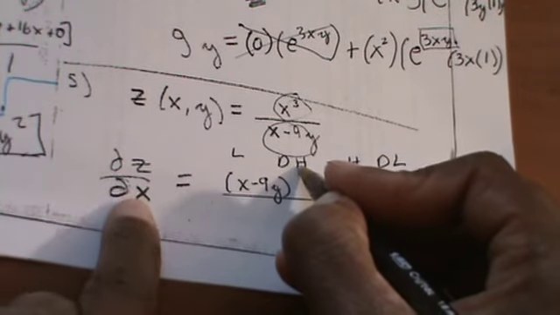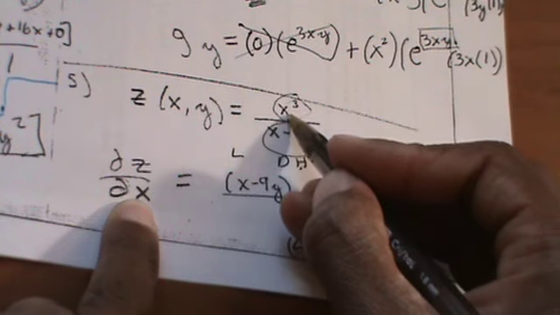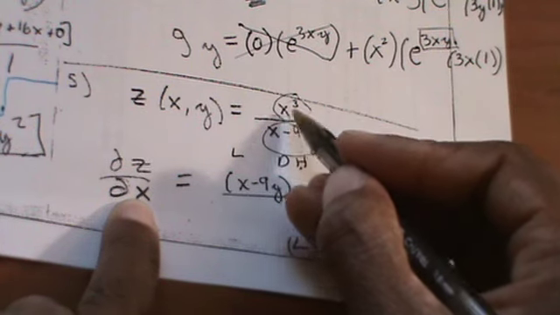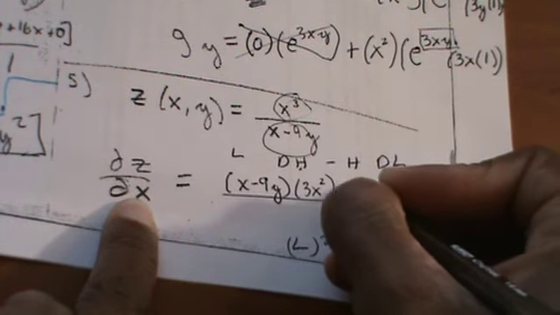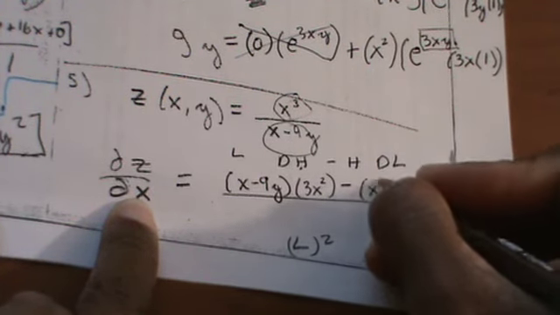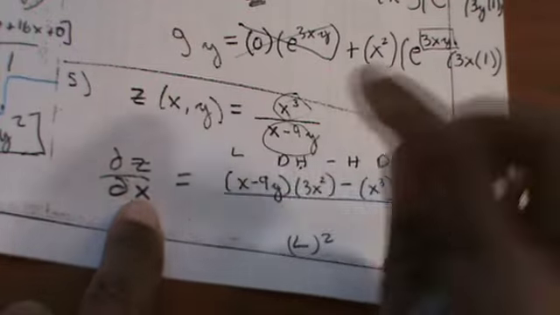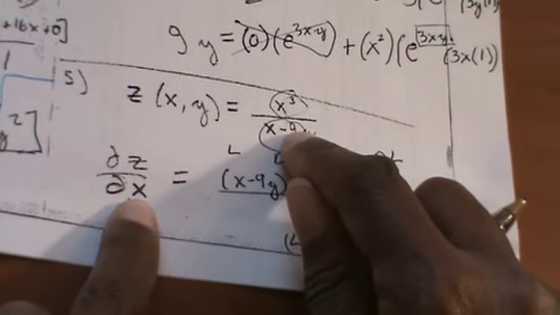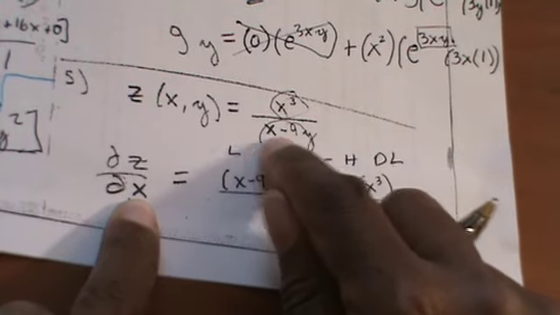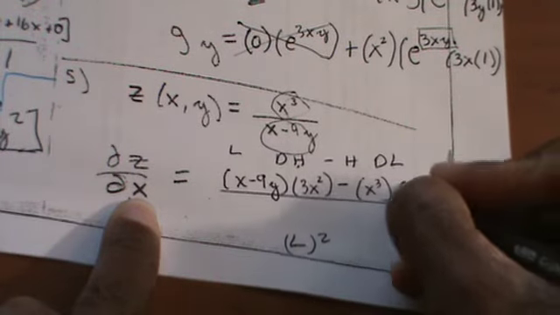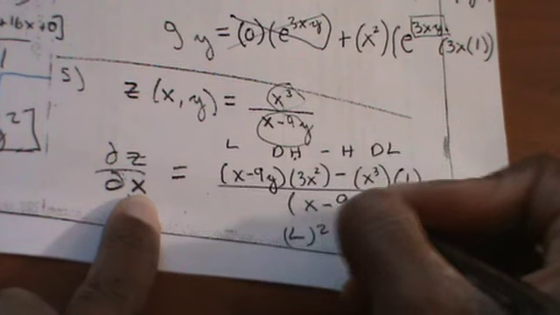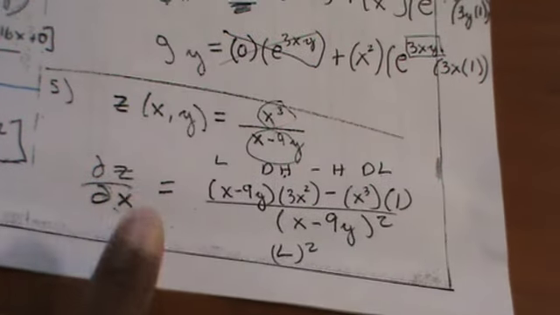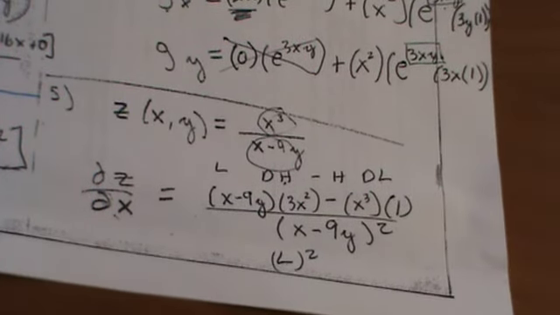Derivative of the high, you got to be careful. It says take a derivative. You want the x's, and this has an x in it, so 3x squared minus the high, which is x cubed. Now this says take the derivative of the low, but you only pay attention to the x's. So this is 1 minus 0, or just 1. And in the denominator you have x minus 9y, the quantity squared. Okay, please practice these in your homework.